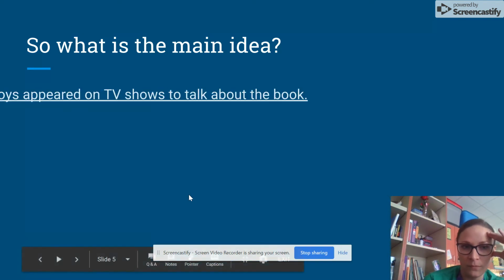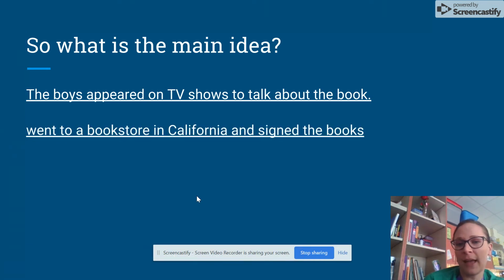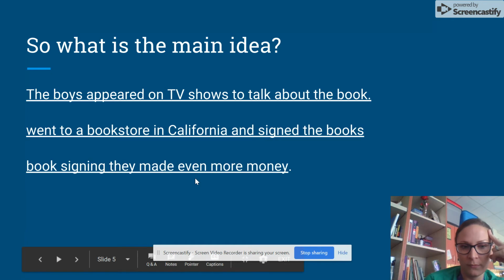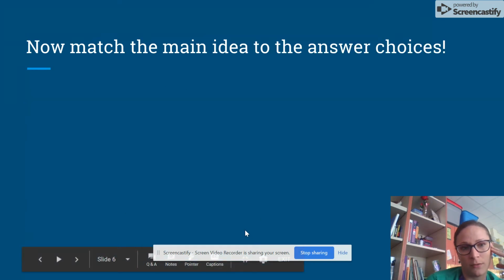So let's look at our details. The boys appeared on TV shows to talk about the book. They went to a bookstore in California and signed the books. At the book signing, they made even more money. So I noticed they're all talking about how they went to TV shows to talk about the book. They were in a bookstore and signing the books. They even had book signings where they made more money. And then finally, they had a website to tell people about his disease and had copies of the books. So they had all these different places where you could go and find out about the book. So the main idea, I would say, is that they were trying to spread the message of the book.